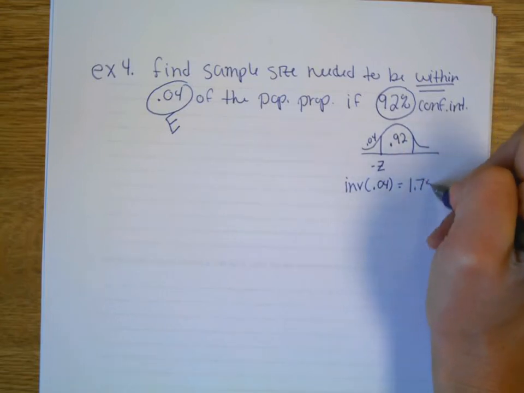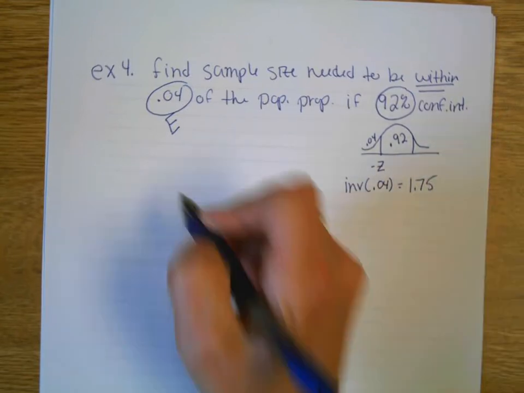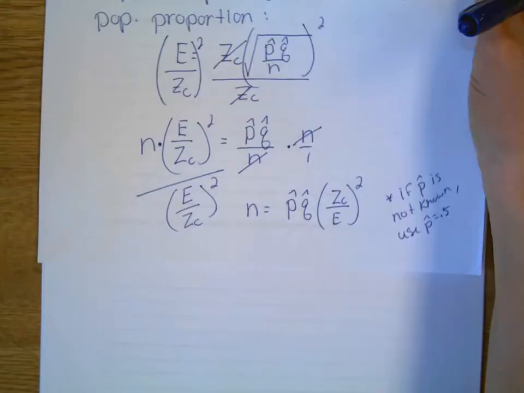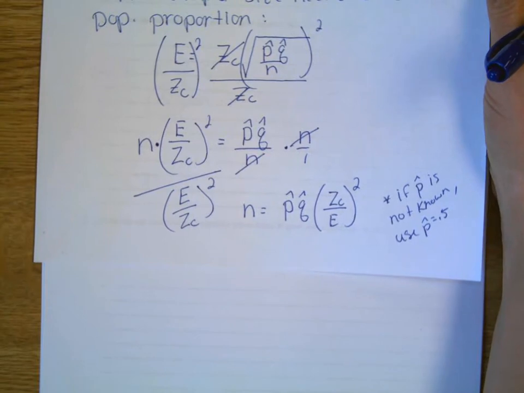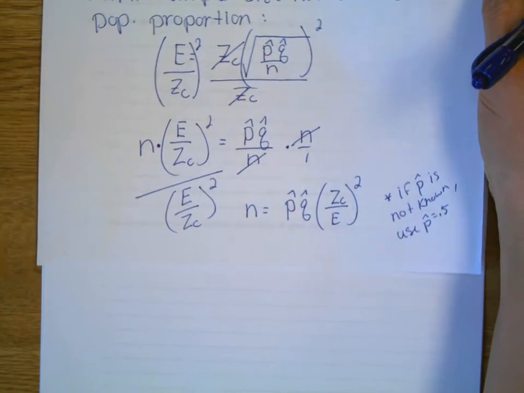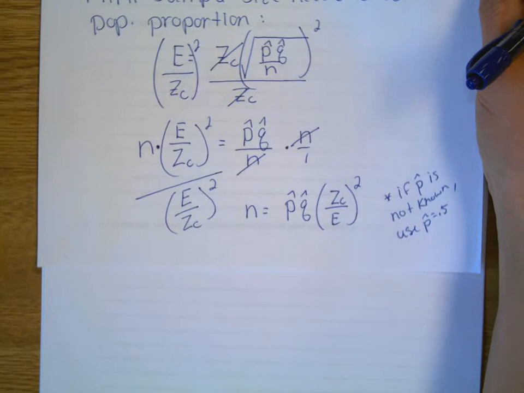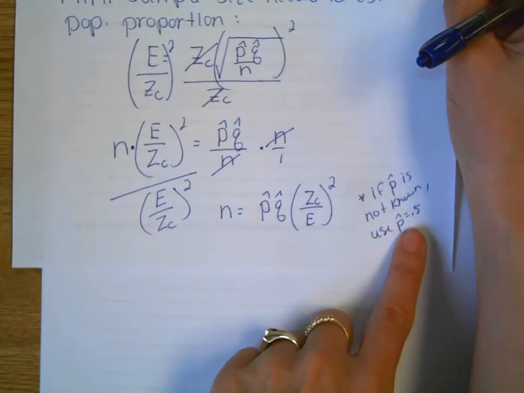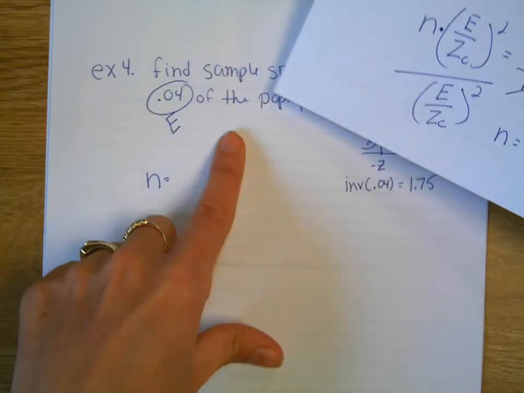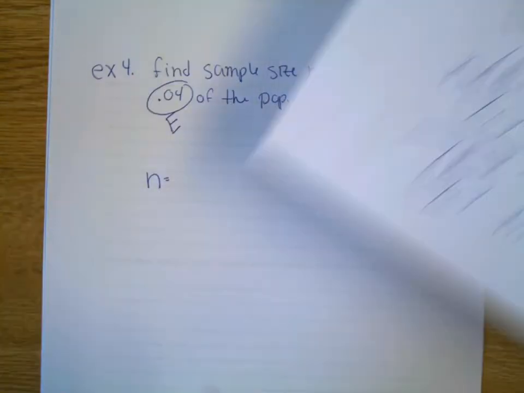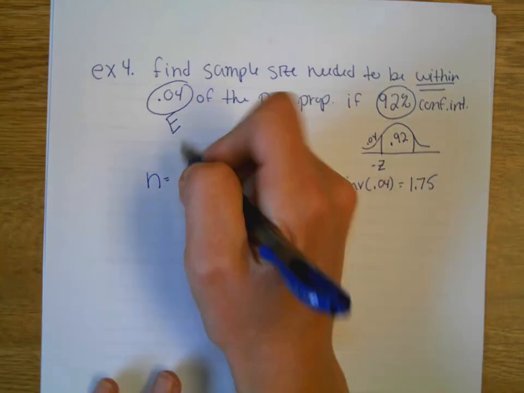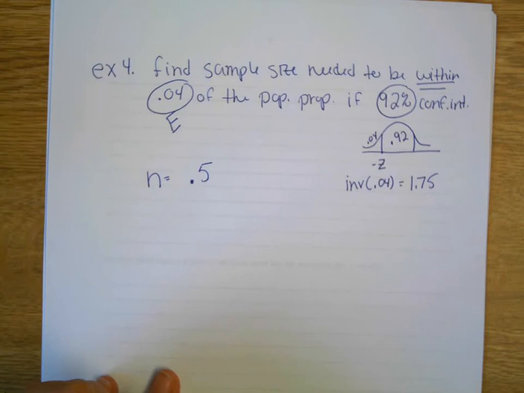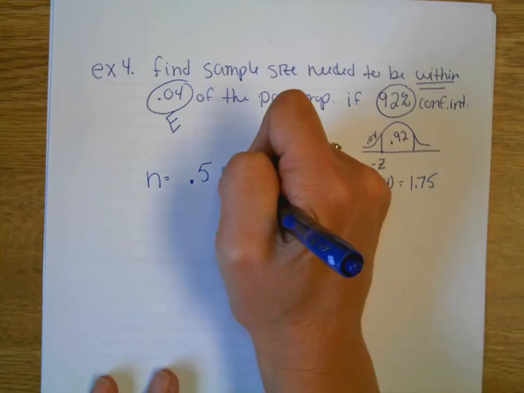1.75. Okay. So to figure out the sample size, we still need to know P hat and Q hat. There's no more given information. What do we do? Nope. Use 0.5 for P hat. Sometimes they will give you a sample percentage and you would use it, but in this case I did not give you one. So if they don't give you, you're going to use 0.5 for P hat. What does that make Q hat? 0.5 also.